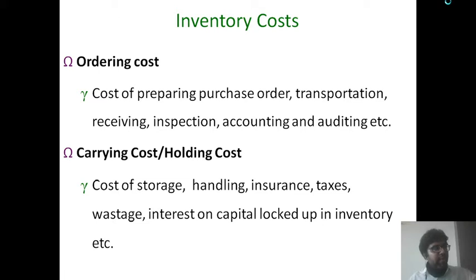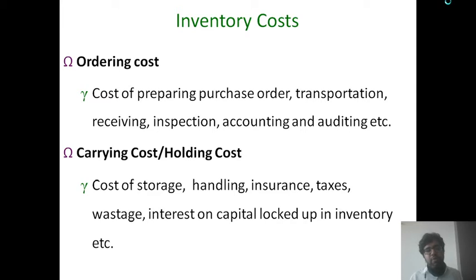Whenever we place any order, there is a cost, or whenever we pay for the goods to be delivered at our warehouse, that is again added to the ordering cost. Sometimes, if inspection is to be done, like if there are two different cities or two different countries, we would send an inspector to inspect the goods and prepare the report, and then only we will take the delivery. All these types of costs are considered under ordering cost.